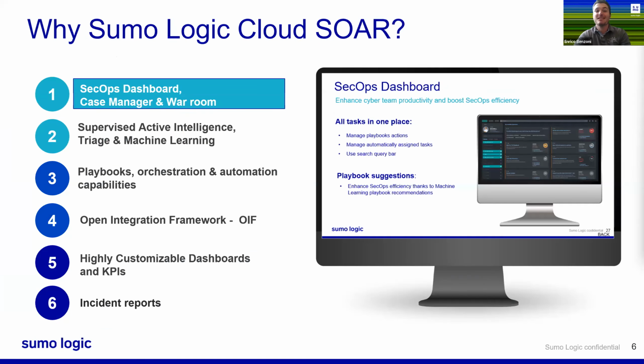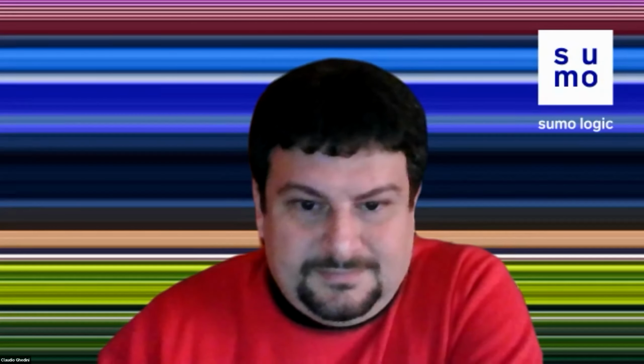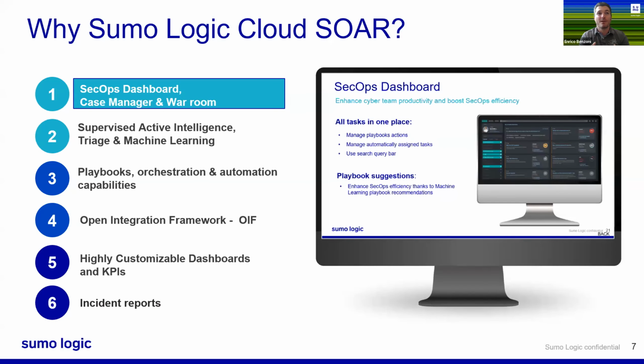Now we go deeper into the solution, and Claudio, please, if you want to share your screen. Yeah. Now we can start from the SecOps dashboard and case manager, war room, and supervised active intelligence and triage. It is in light blue because here is the analyst perspective, how the analyst works and how you can improve the efficiency of your cyber team using the SOAR.